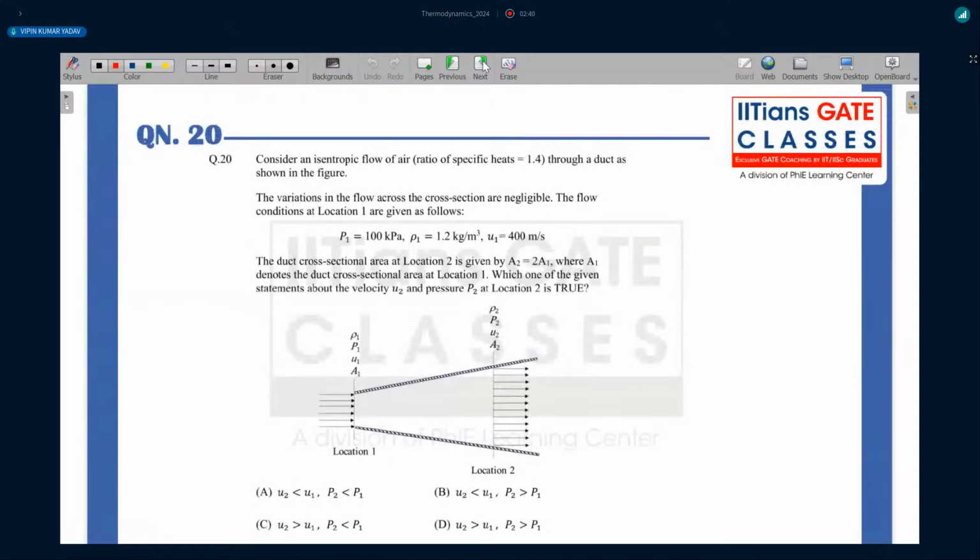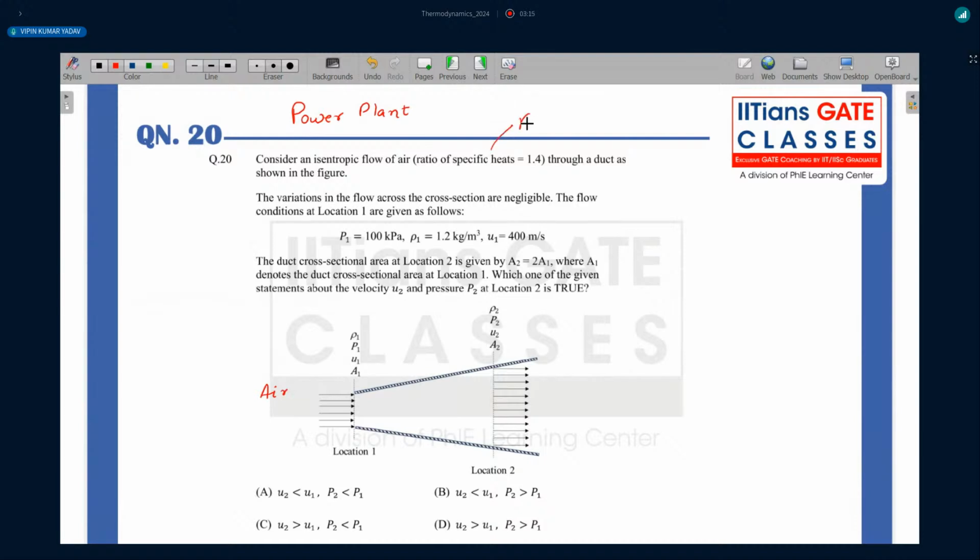This question came from power plant. Now let us read the question line by line, and then we will try to understand and solve it. What does the question say? It says consider an isentropic flow of air. So basically the fluid entering here is air and the flow is isentropic, through the duct. We see the duct here, and gamma is 1.4.